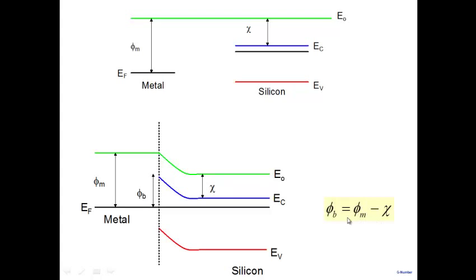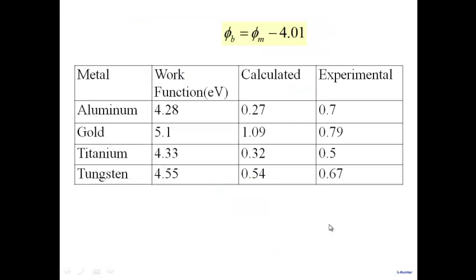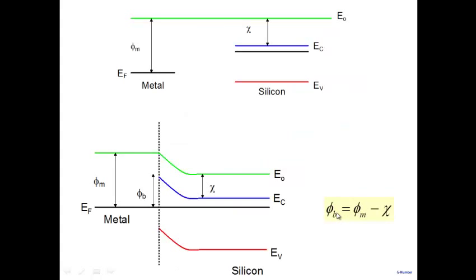However, things are not as simple as they seem here. Let me show you. This is the simple theory, which predicts that the barrier height should go as the work function of the metal minus the electron affinity. For a variety of metals, we know what their work functions are. We can calculate what the expected barrier heights are, and later on in our discussion we'll see that we can also measure experimentally what this phi b is.